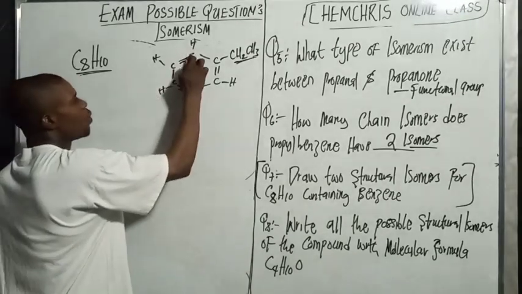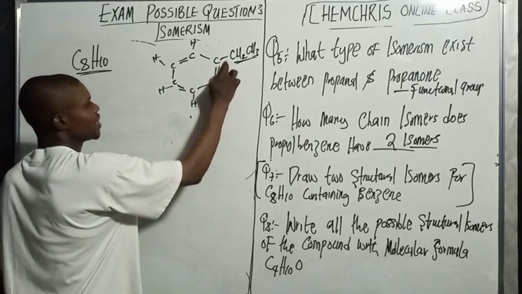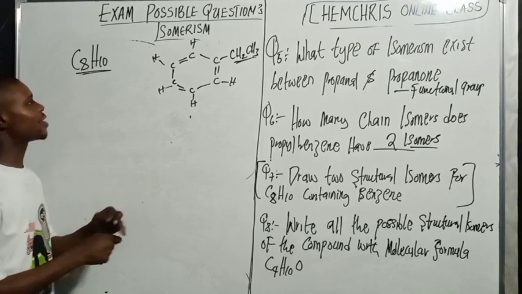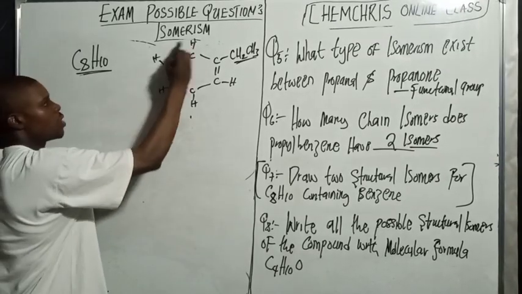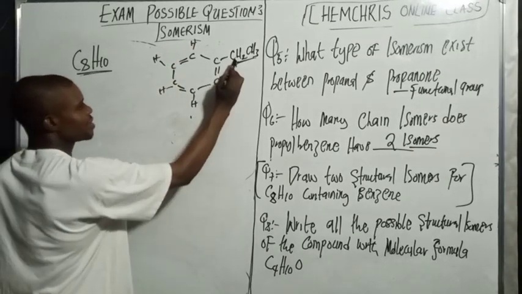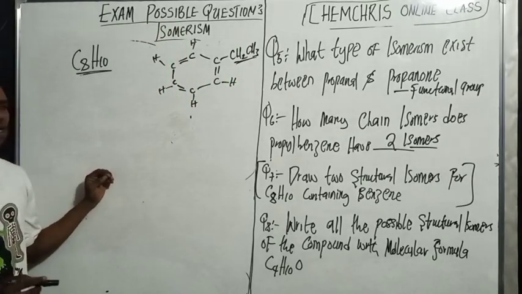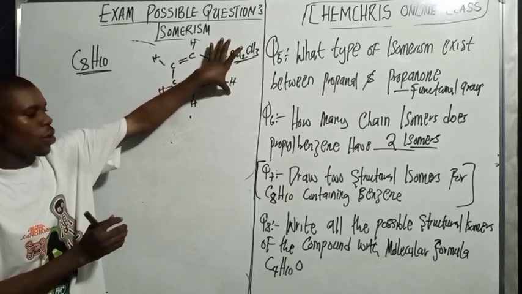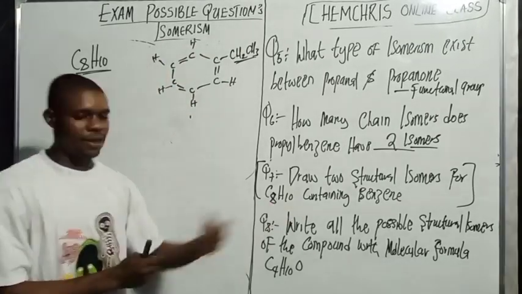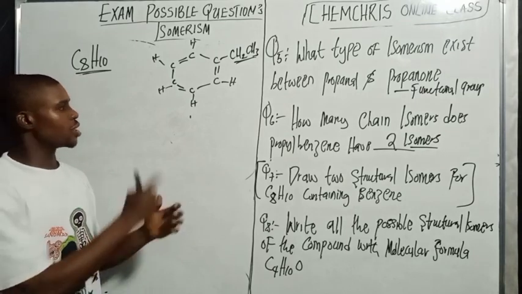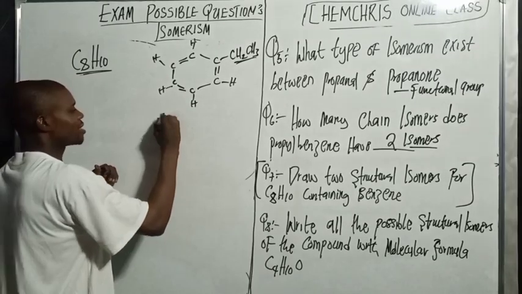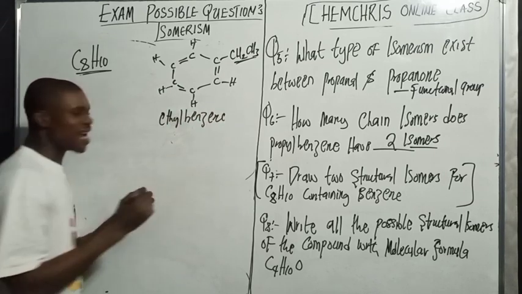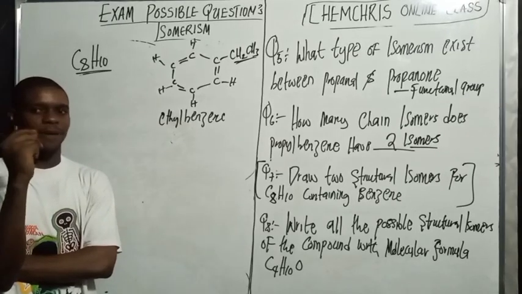So here we have 1, 2, 3, 4, 5, 6, 7, 8: 8 carbon, right? Now let's count the hydrogen. Let's check if the hydrogen is 10. So we have 1, 2, 3, 4, 5, 6, 7, 8, 9, 10. Do you understand? So this is one of the structures that contains benzene. The name of this one is called ethyl benzene. But it says to give 2 of them.